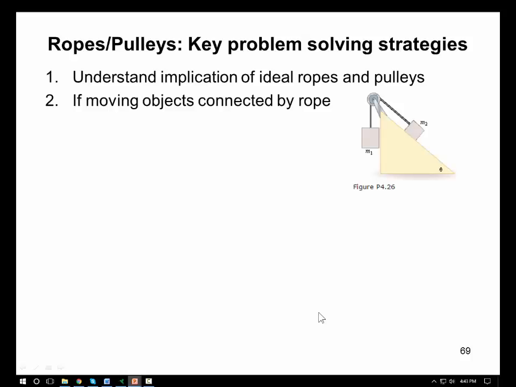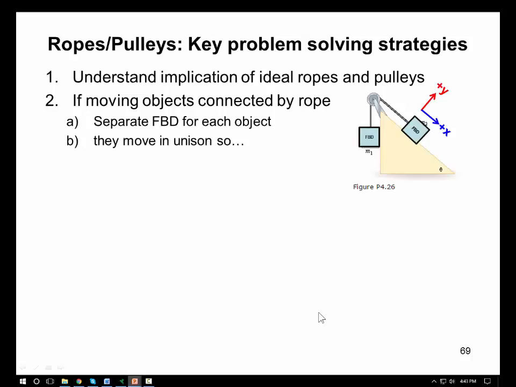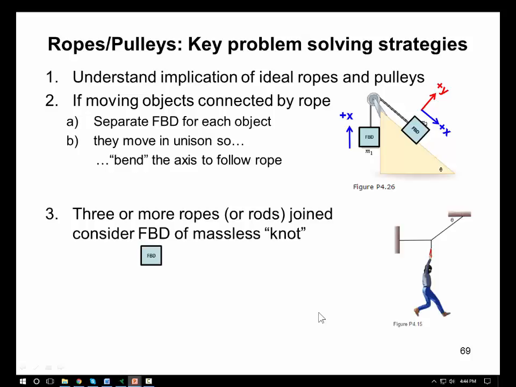If we have more than one object connected by a rope, and perhaps the rope is redirected by a pulley into different directions, all we need to do to solve this type of problem is start by drawing a free body diagram for each object. If it's a non-elastic rope, then the objects will move in unison and they accelerate at the same rate. And so what we can do is treat the x-axis as a common x-axis for both of the objects. It just bends around corners. That's all you've got to do.